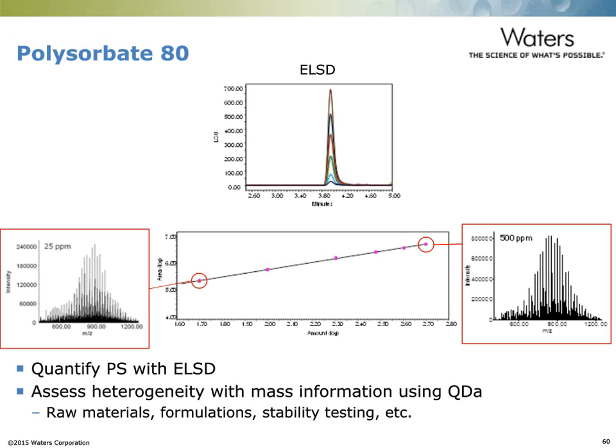In addition, we've seen the application of the QDA for looking at the raw materials, and then in formulations, not only in the final formulation, but also in extended stability testing, where the heterogeneity of the polysorbate may change over time.